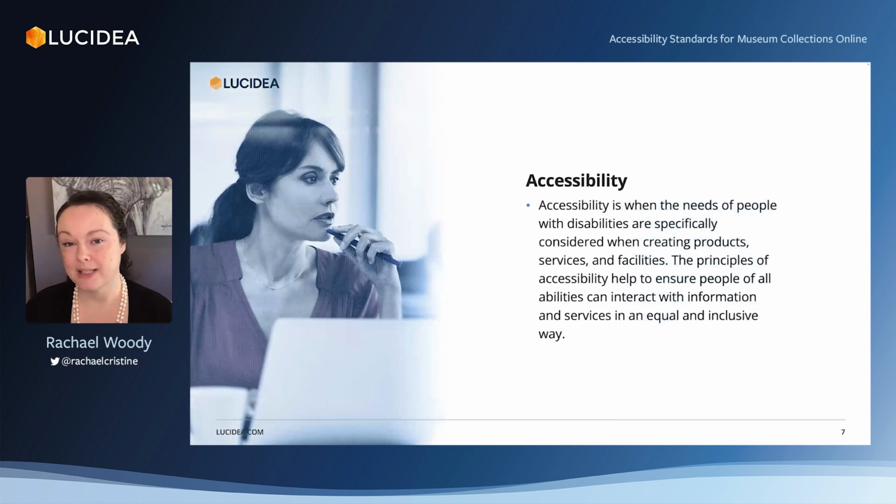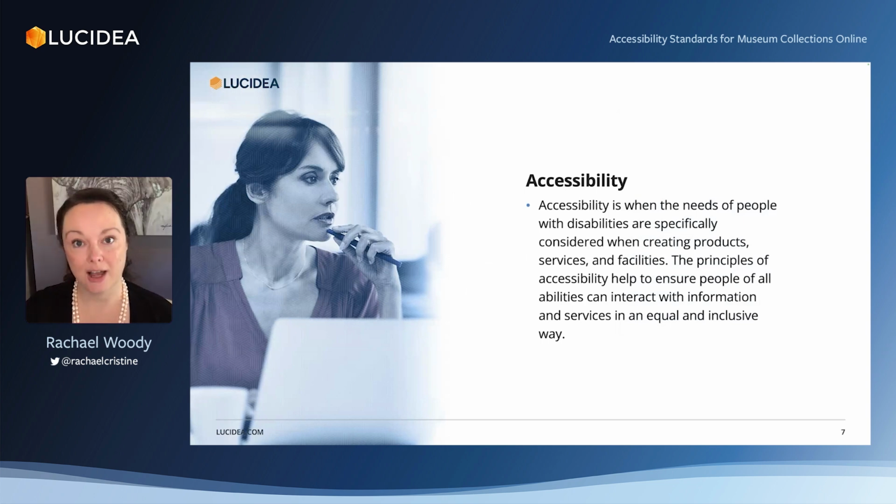And in terms of an accessibility definition, and one that we should keep in mind as we cover these various aspects, it is when the needs of people with disabilities are specifically considered when creating products, services, and facilities. So in our case, the Museum Collections Management System as available online to the public.